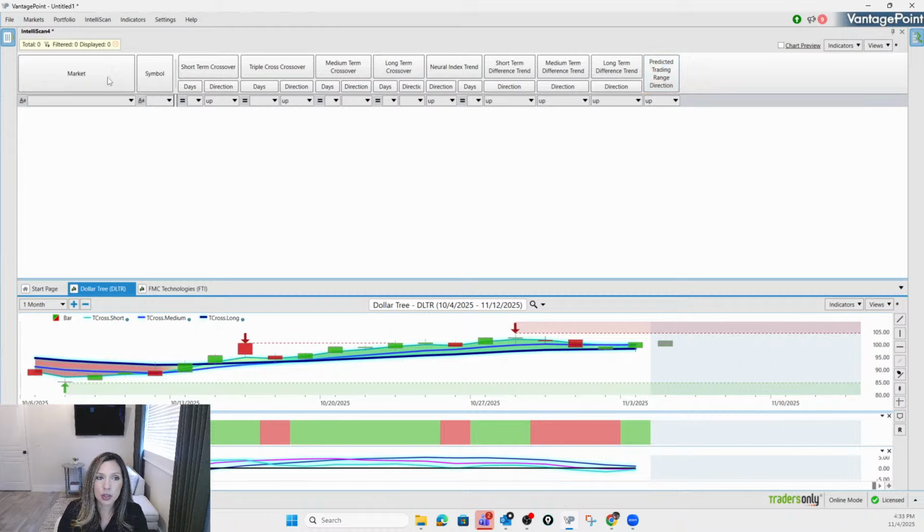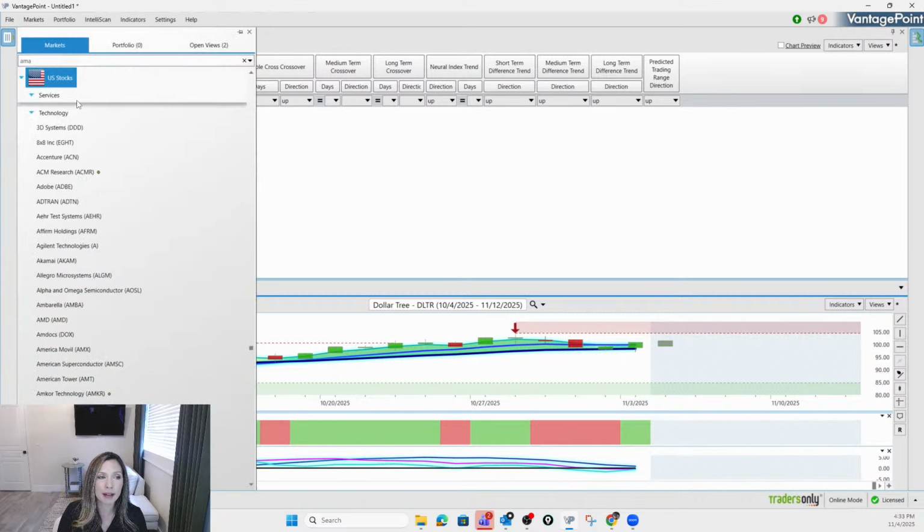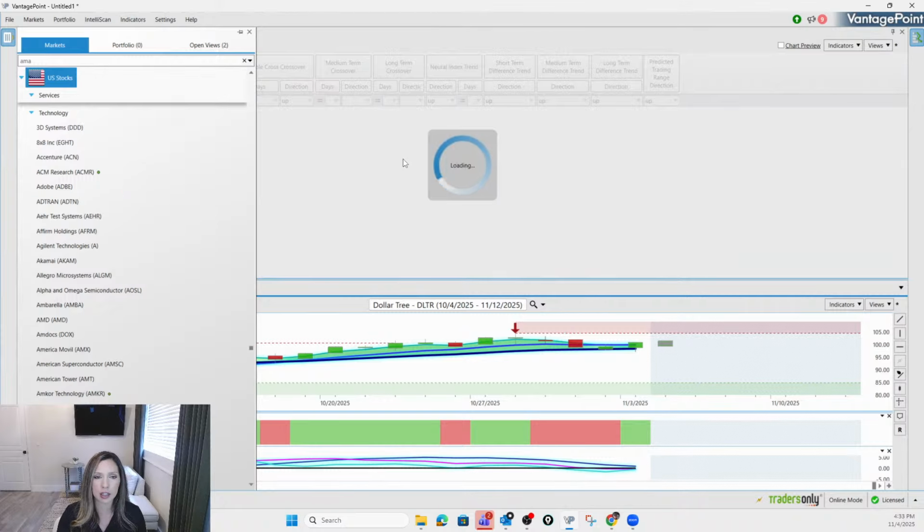All right, so now that we've really programmed our software, that sounds very fancy, but essentially we just said, these are the types of opportunities we want. Please go find them for us. So now all we have to do is say, let's use our stocks. And I'm going to drag and drop those stocks right on into our IntelliScan.